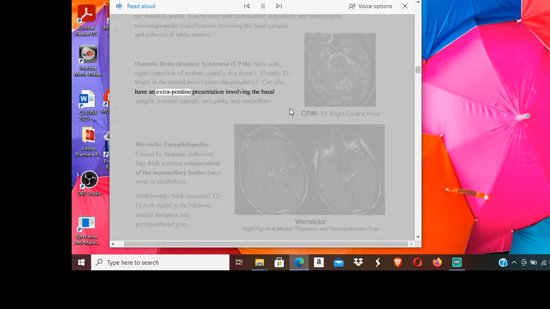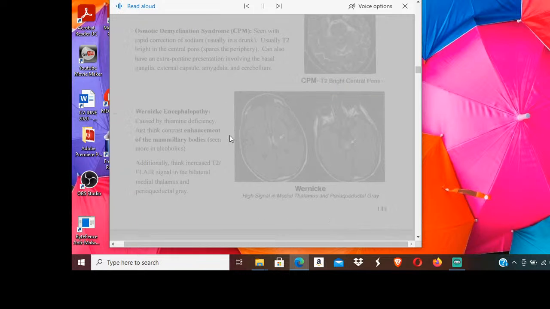Can also have an extrapontine presentation involving the basal ganglia, external capsule, amygdala, and cerebellum. CPM, T2 bright central pons. Wernicke encephalopathy, caused by thiamine deficiency. Just think contrast enhancement of the mammillary bodies, seen more in alcoholics. Additionally, think increased T2/FLAIR signal in the bilateral medial thalamus and periaqueductal gray. Wernicke: high signal in medial thalamus and periaqueductal gray.